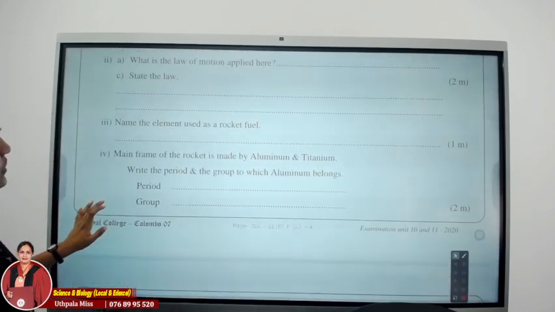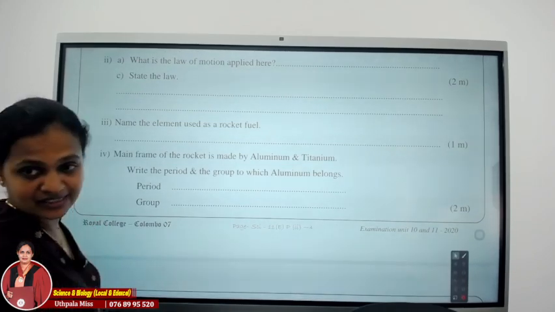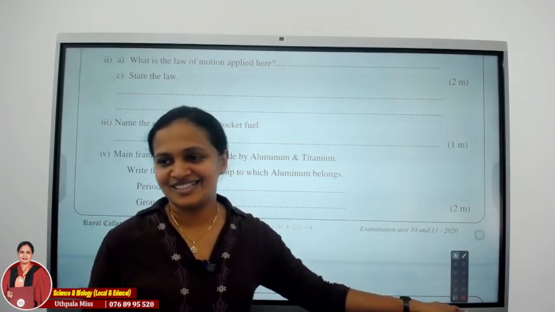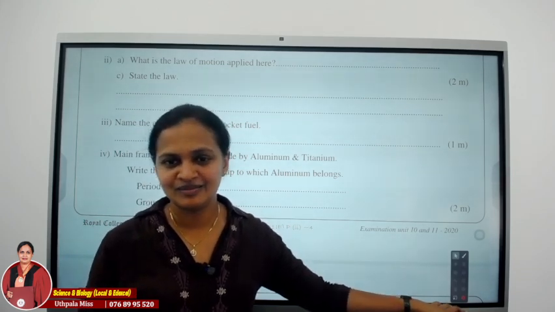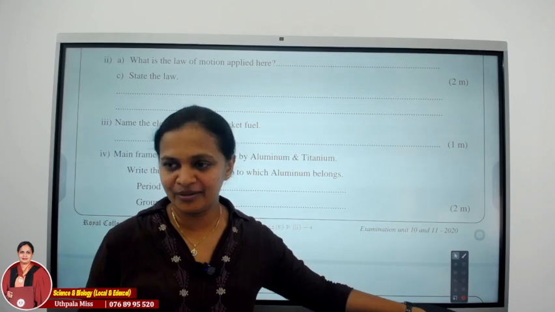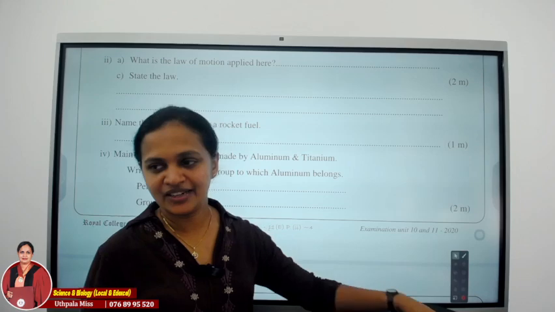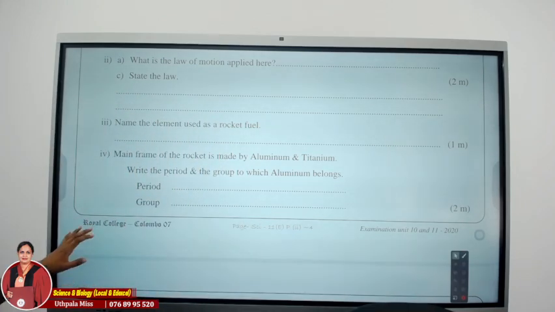Name the element used as a rocket fuel. What is it? Yes, rocket fuel. Actually, it exists as a diatomic molecule. Here it asks about the element, that is hydrogen. It exists as H2.